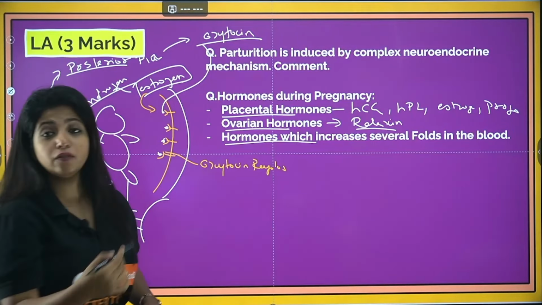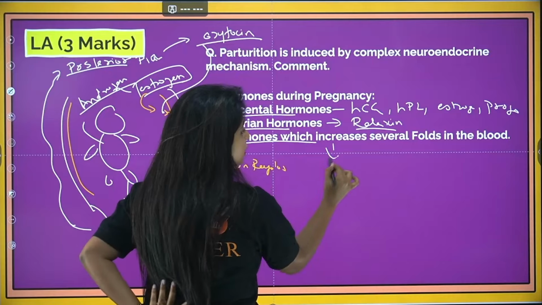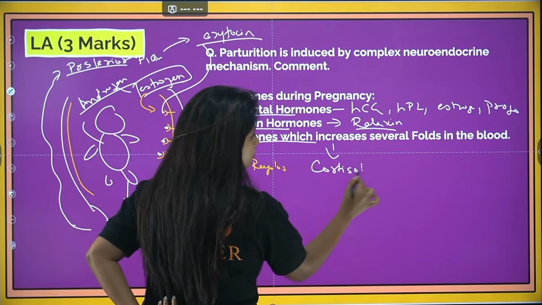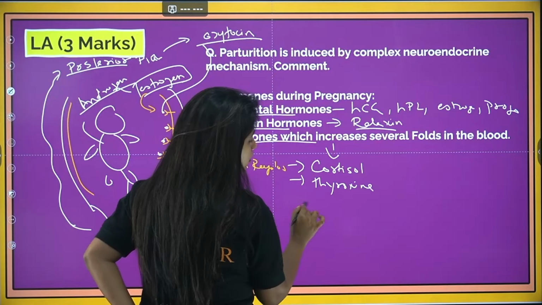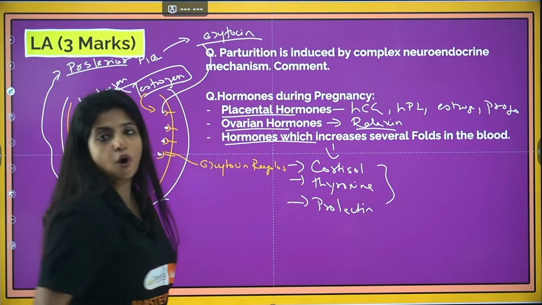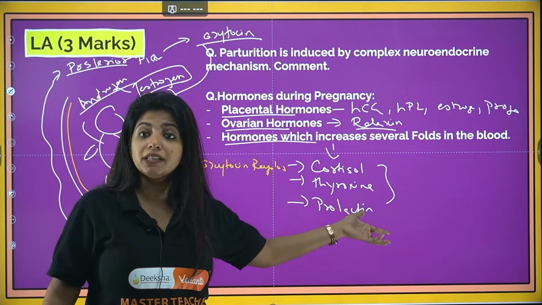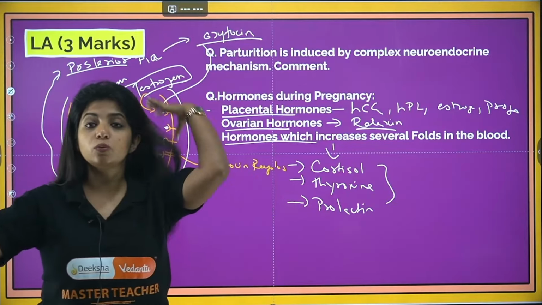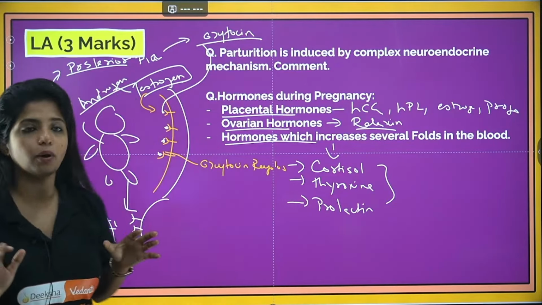Hormones which increase several folds in the blood during pregnancy. So that means they are there but increase in levels. They are cortisol, thyroxine and prolactin. Remember, all of them are there for improving the metabolism of the mother. Prolactin is there for improving the lactation, okay. The mother will soon lactate, right? So it's preparing the body for lactation also. So all of it is very, very important.